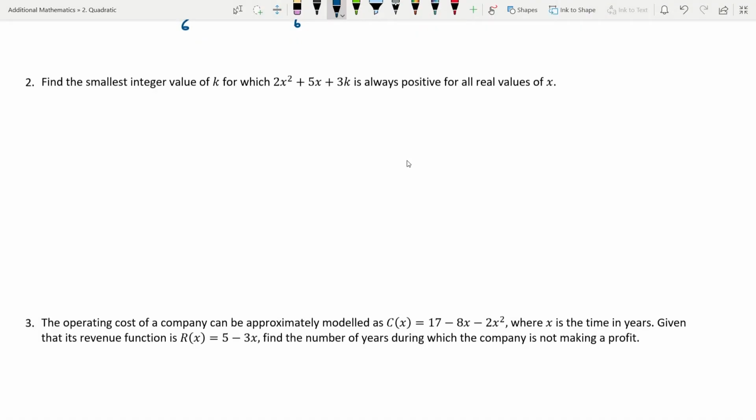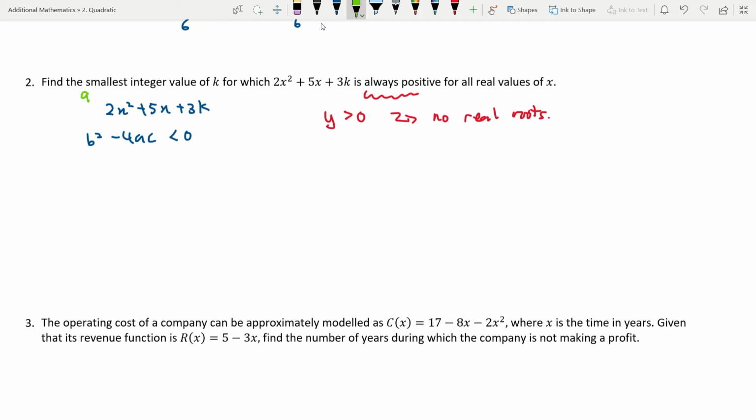Question 2. Find the smallest integer value of k for which 2x² + 5x + 3k is always positive for all real values of x. We have the expression 2x² + 5x + 3k. The expression is always positive for all real values of x, indicating that y is always greater than 0, meaning it does not have real roots. Therefore, b² - 4ac is less than 0.